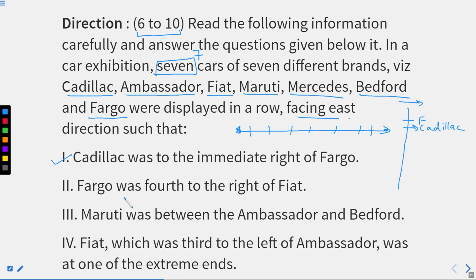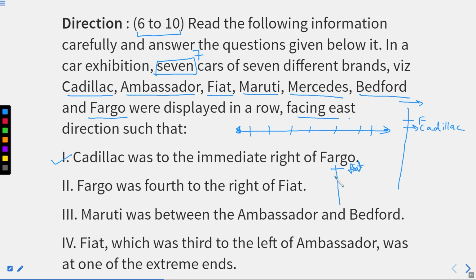Now read the second part, that Farrago was fourth right to Fiat. If I mark this thing in the second part, if I write it as Fiat, right?